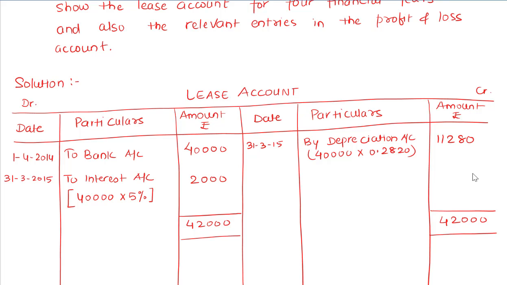42,000 minus 11,280. The balance is 30,720. By balance carried down 30,720. I believe it is clear to all of you.